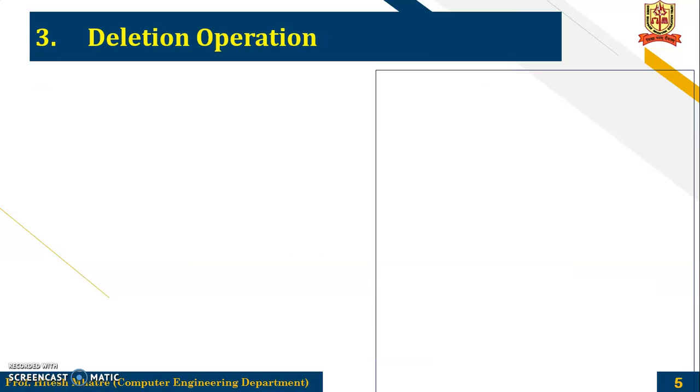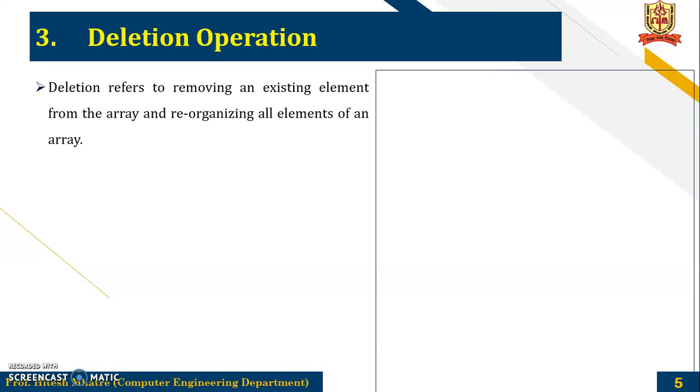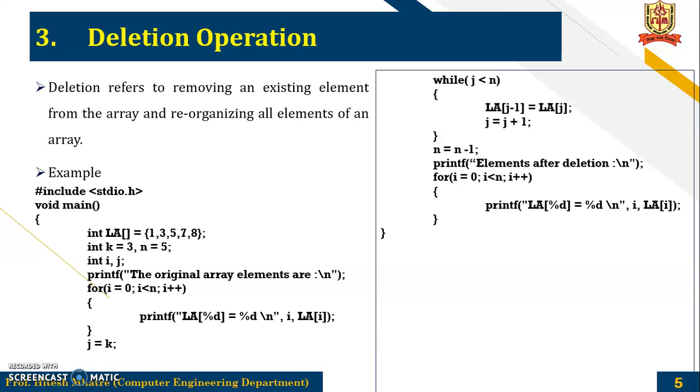Next is deletion. So you want to delete a particular element from an array and then again rearrange the array. So again somewhat similar code. So here what we are saying is the initial part, see k equal to 3. So we want to delete the element at the third location.